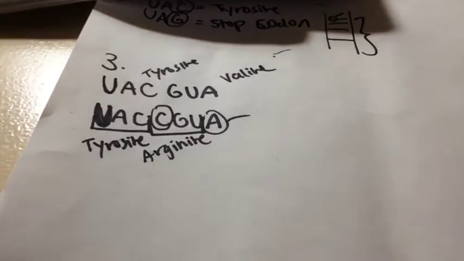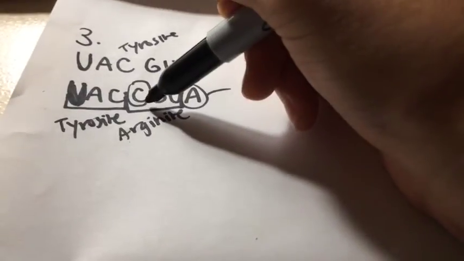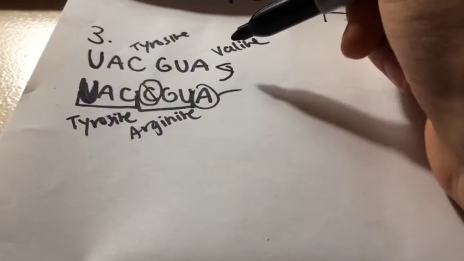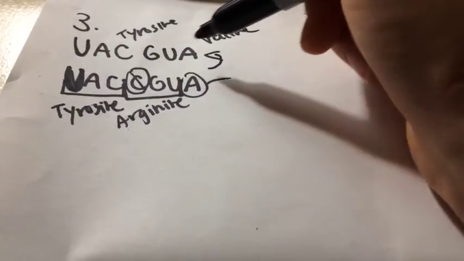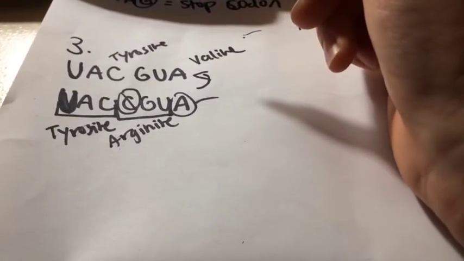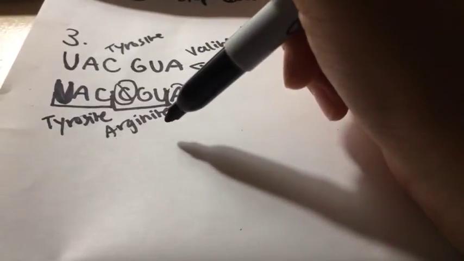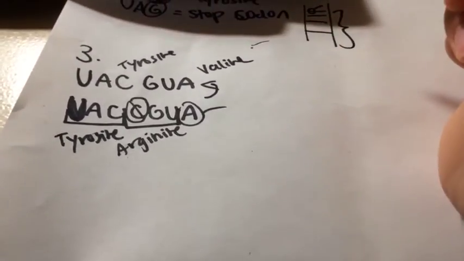Or if UAC and CGU was supposed to be the original correct sequence, and the C was left out, and therefore created this sequence, this is also a change because a mutation caused the C to be left out. This changes the result from tyrosine and arginine to tyrosine and valine. This is also a type of mutation.